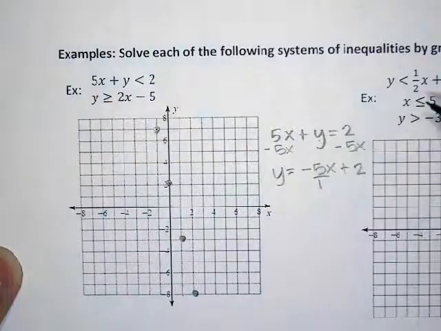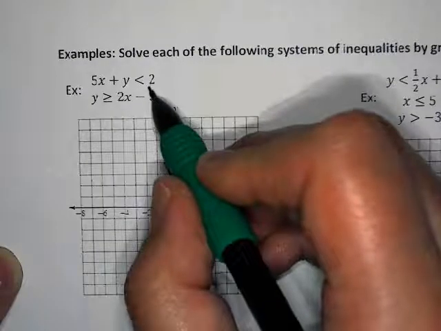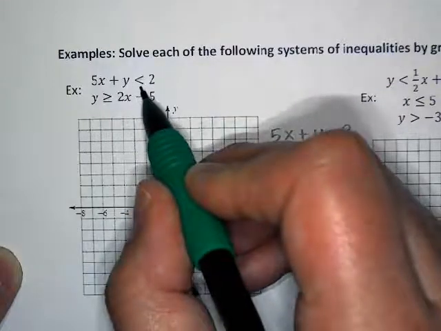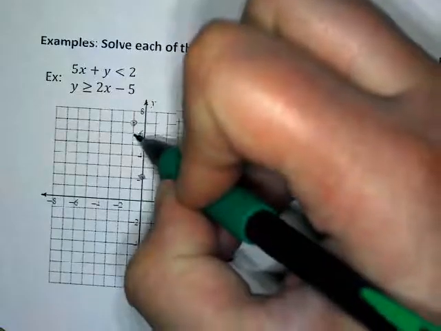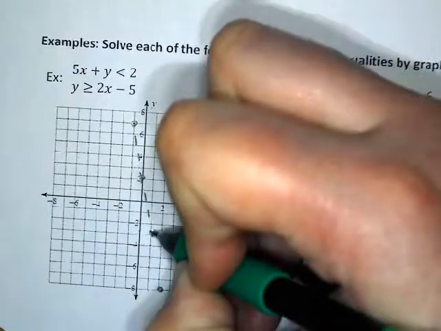Now, to figure out how to graph this, I'm going to go back to the original inequality, and it has a less than symbol, and it does not have an equal to, and so that means that this should be a dotted line, not a solid line. So I'm going to go ahead and make this dotted.